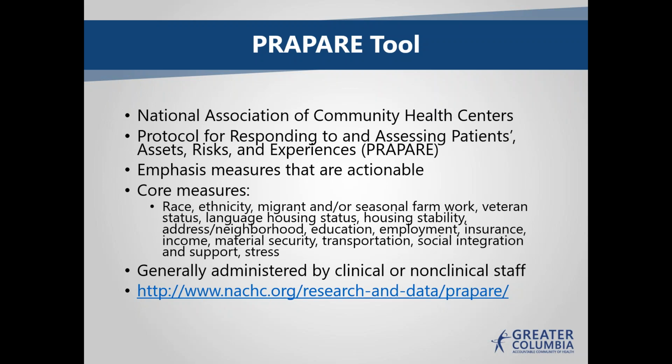And the next bullet covers the core measures. So there's race, ethnicity, migrant and/or seasonal farm work, veteran status, language, housing status, housing stability. It also asks for address, neighborhood, education, employment, insurance, income, material security, transportation, social integration, support, and stress. So those are the core components that it measures. And altogether, this tool is 21 questions.